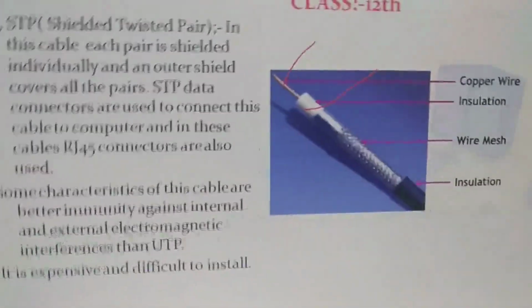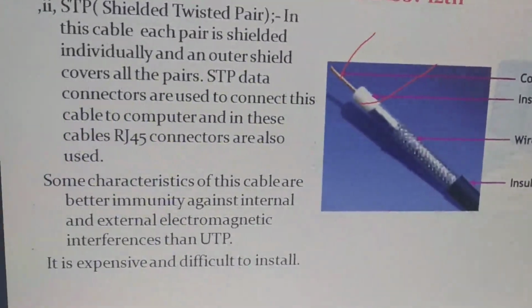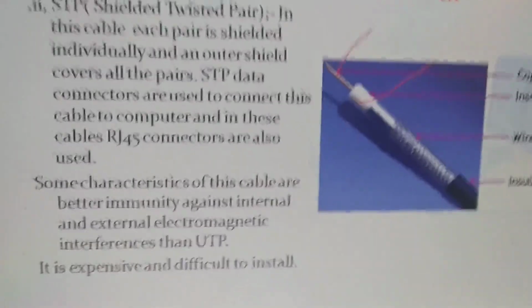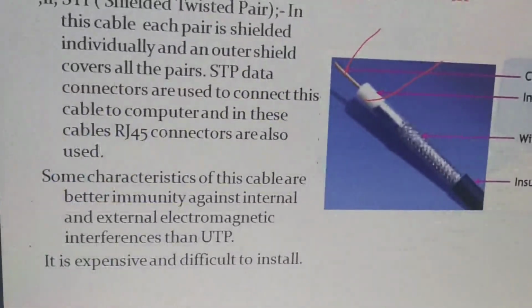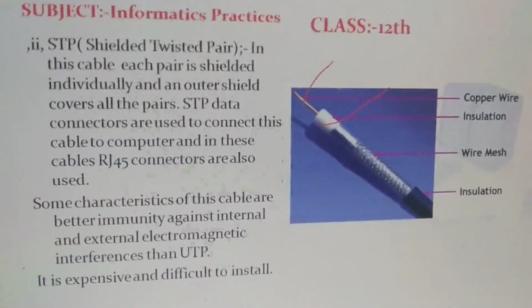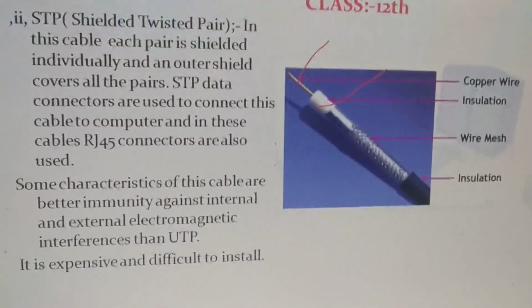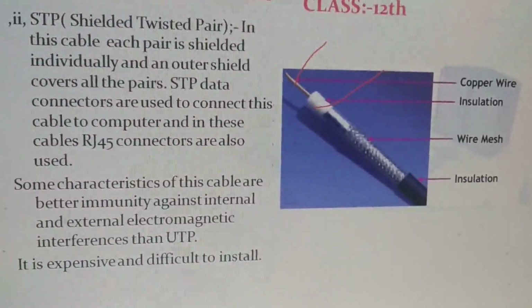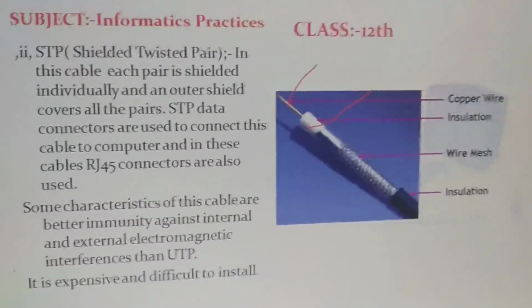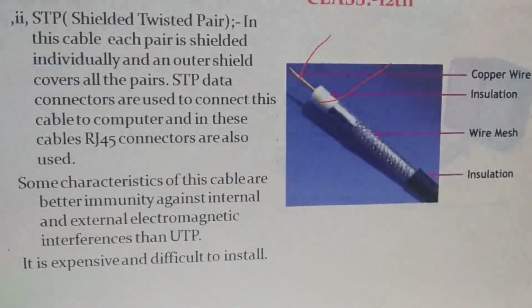Going to some characteristics of this cable, it has better immunity against internal and external electromagnetic interferences. That means whenever data travels in a wire, some external electromagnetic fields cause noise to distort it, which lowers the quality of the network packets, that is internet data. So this cable has immunity, so that it is not affected by those electromagnetic interferences or radiations. Another thing is that it is expensive, and because of its cost it is difficult to install.